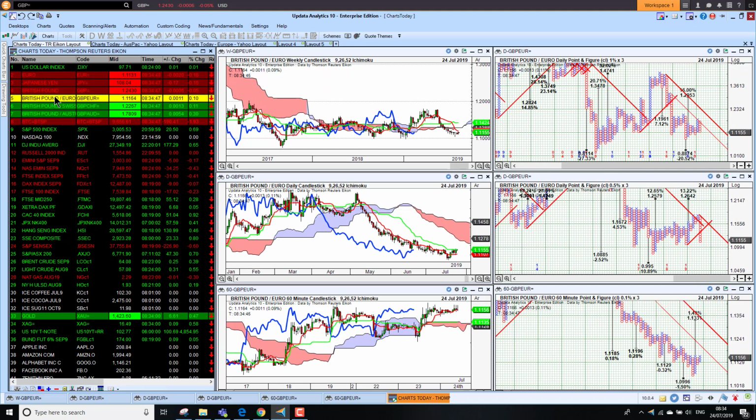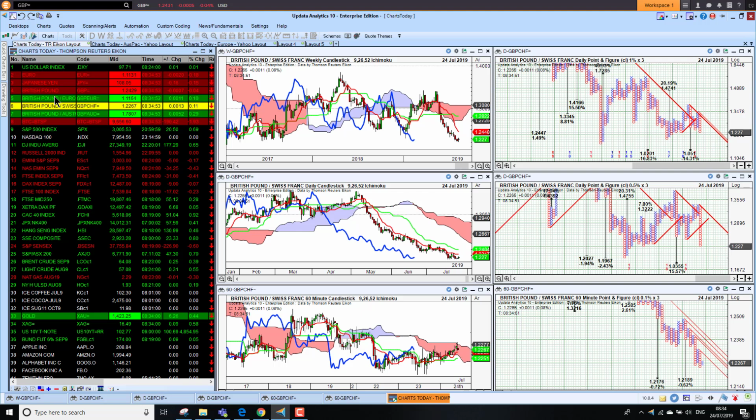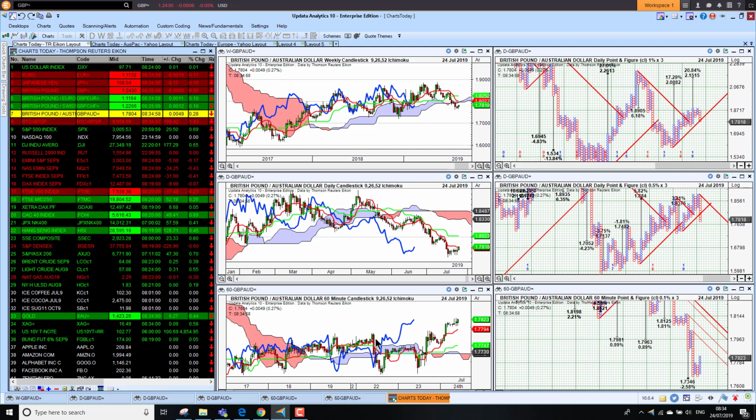And looking to the euro, we're seeing sterling actually rising a little bit. So the euro is just struggling a little bit there. And against the Swiss franc, we're still pretty low at 122.67 this morning. Against the Aussie dollar sitting at 178, so a bit of a recovery going on there.